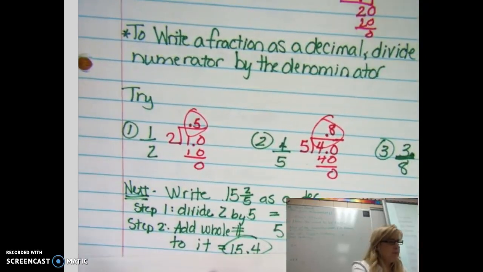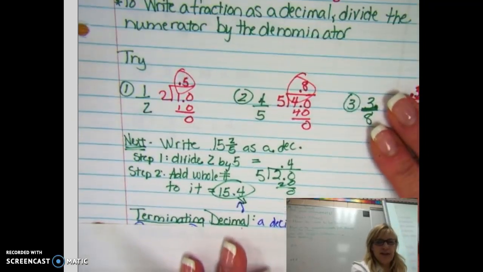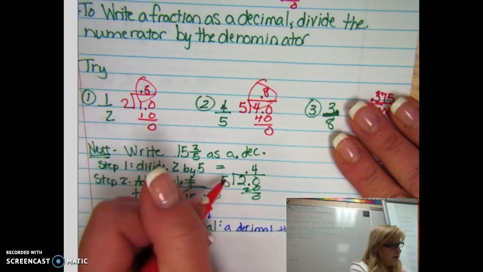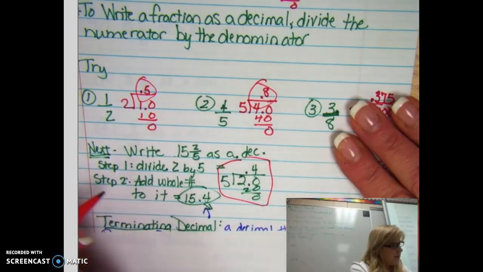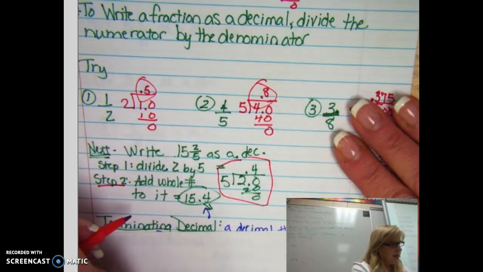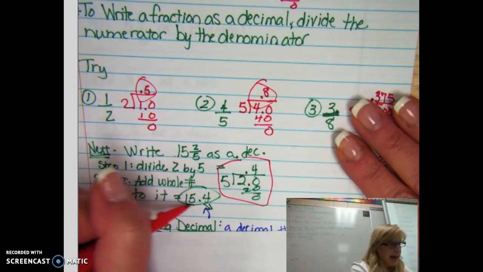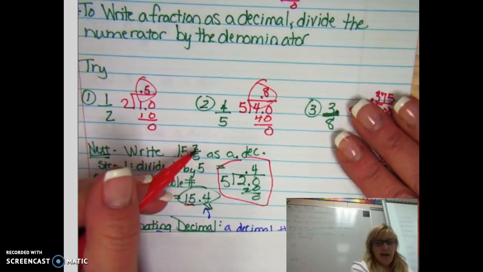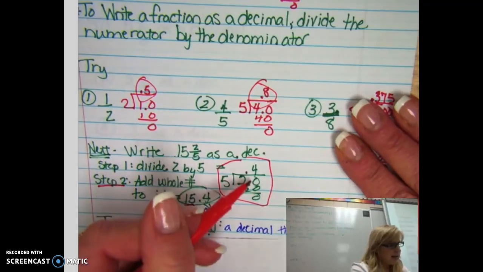Okay, the next thing we're going to do is write 15 2/5 as a decimal. So step 1, we're going to divide 2 by 5, which I did right over here. And I got 0.4. My step 2 is to add the whole number to it. So it simply is 15.4. Easy enough. You just write the whole number, you tack it on the front. The only one that you really have to do that dividing with is the fraction.